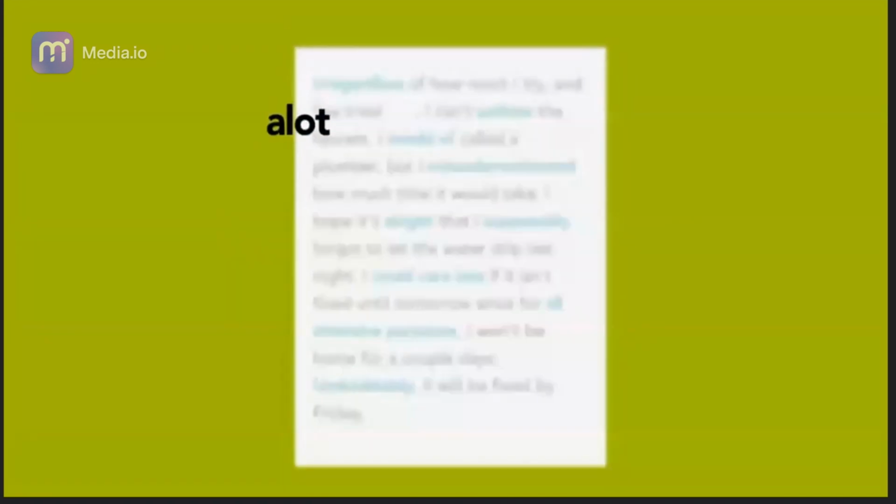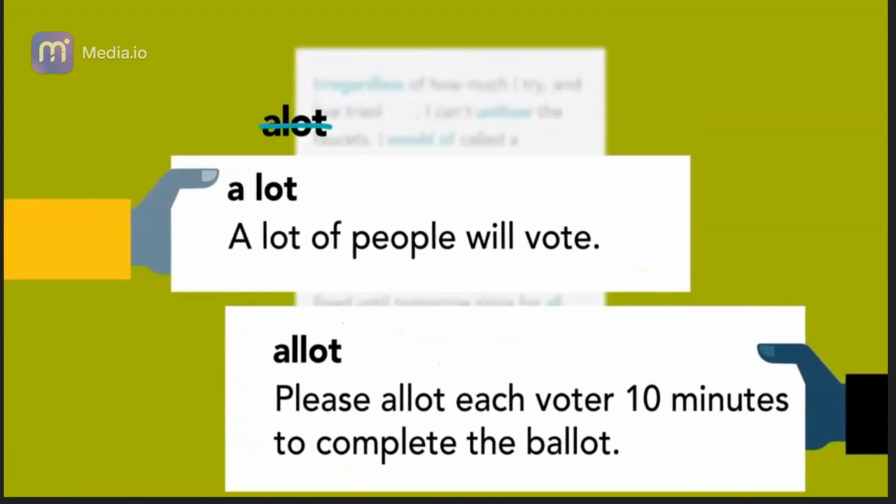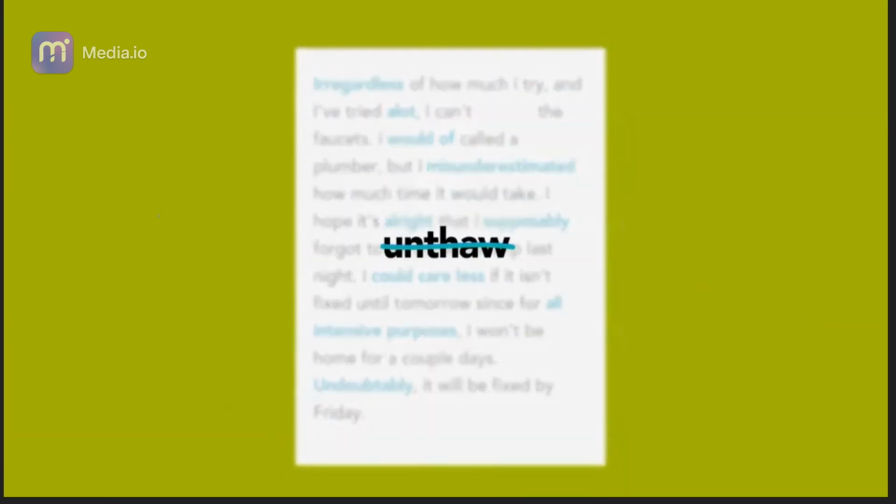Alot. Again, alot as one word is always incorrect. It needs to be written as two words. A lot of people will vote. The word allot, a-l-l-o-t, is correct, meaning to give each person his or her share. Please allot each voter 10 minutes to complete the ballot.